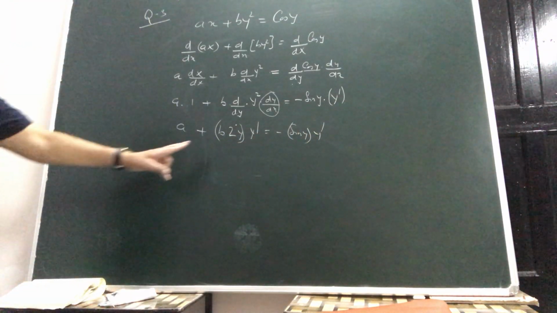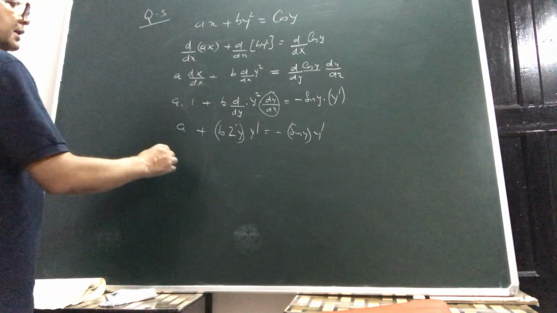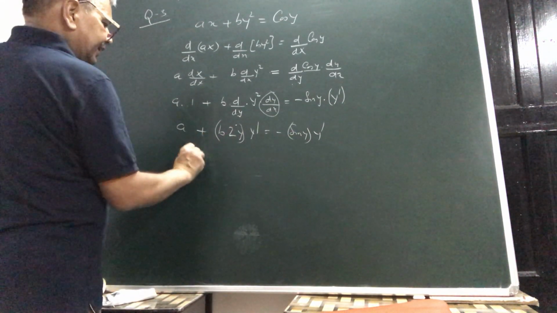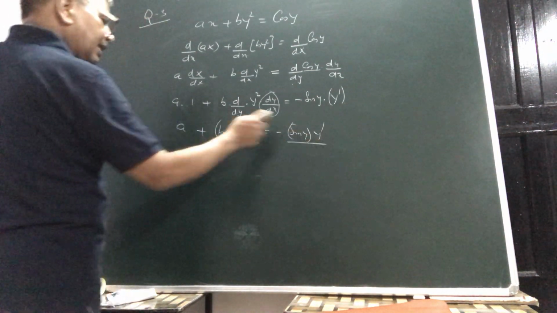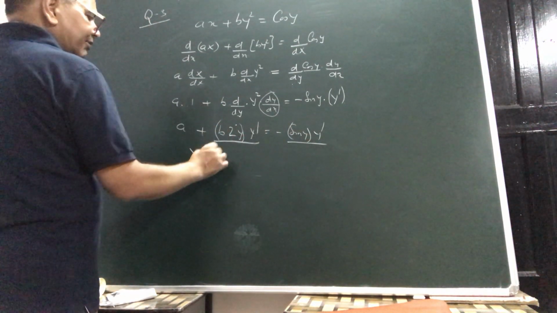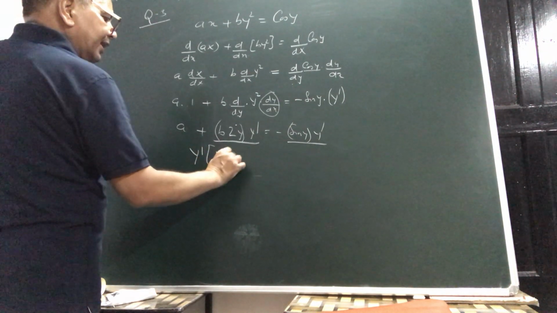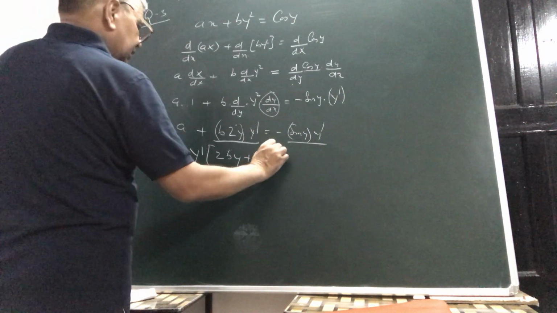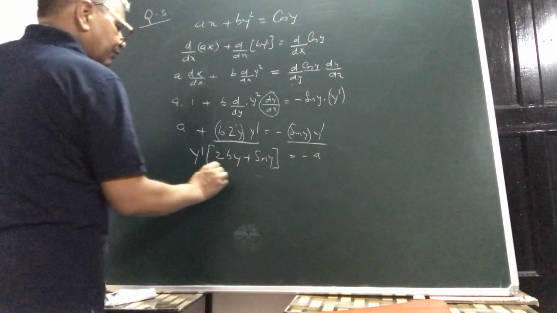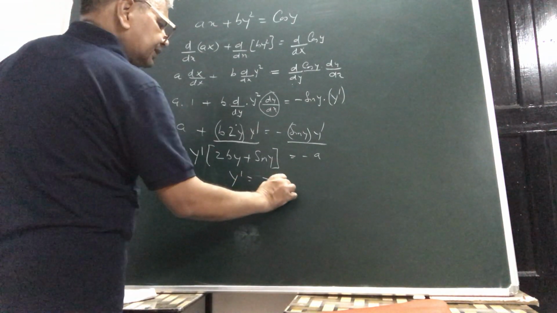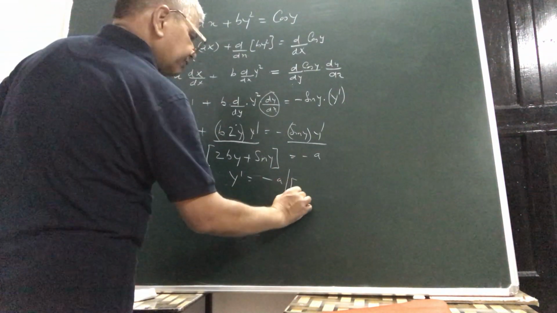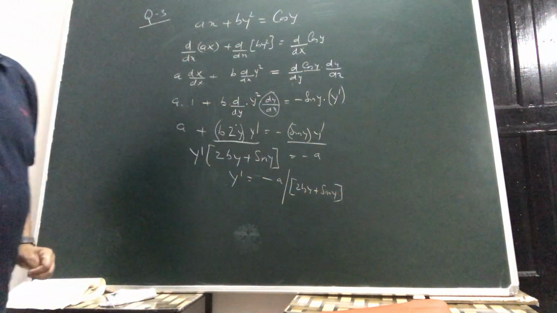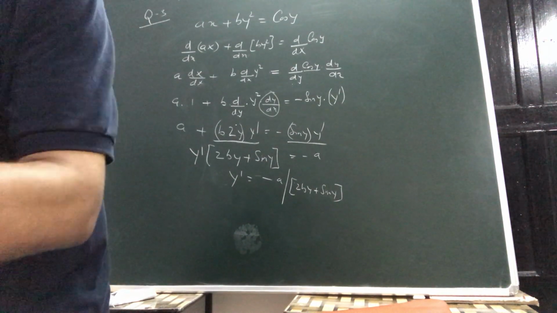Now terms containing y dash you keep at one place and take common from there. So I will be taking this term to the other side and take y dash common from this term and this term. After transposing on the left side, what I will get is 2by from here, and here it will be plus sine y within brackets is equal to minus a. So y dash will be equal to what? Minus a upon this whole thing within brackets, 2by plus sine y. Just let me take one phone call.